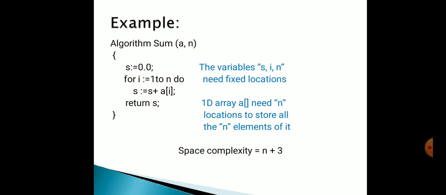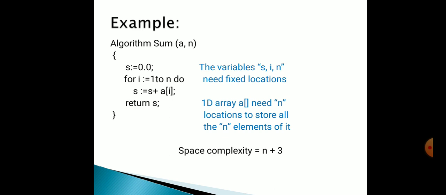So in this one, totally we have 4 variables. s is a variable, i is a variable, n is a variable, and we also have a one-dimensional array. So to calculate its space complexity, first we need to analyze which variables come under the fixed part.